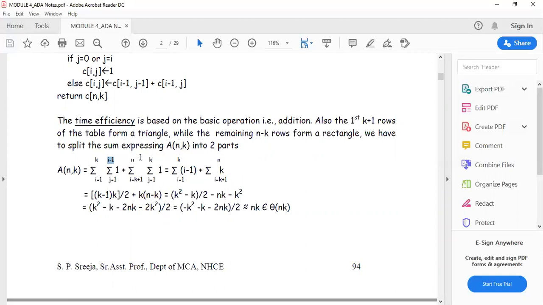Again, here also we use the upper bound minus lower bound plus 1 formula, because it's 1. So you will be saying it as k minus 1 plus 1, which is equal to k. Now here you use the summation formula: summation i equals 1 to k of (i minus 1). So what is the last term? It is k. So k into (k minus 1) divided by 2, plus k into (n minus k).